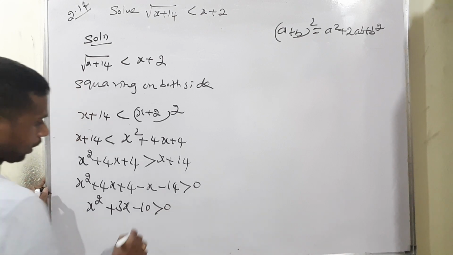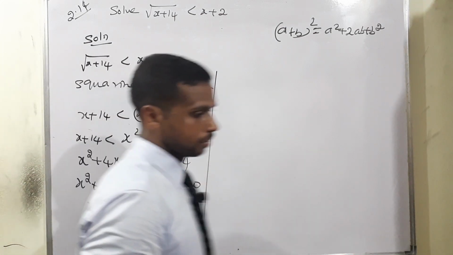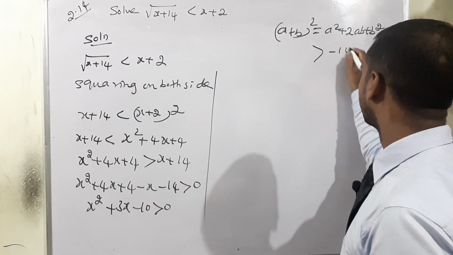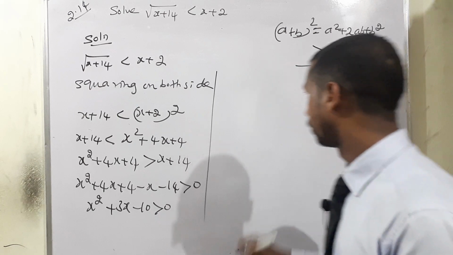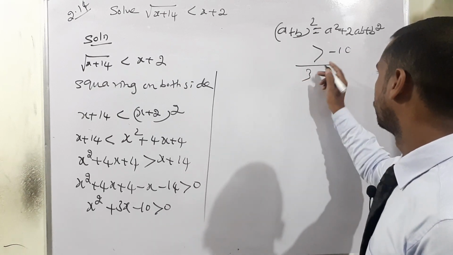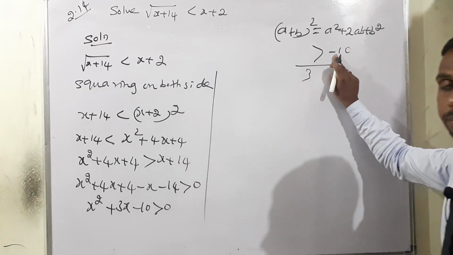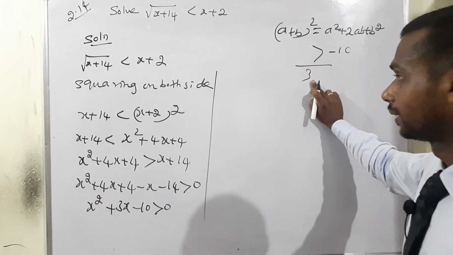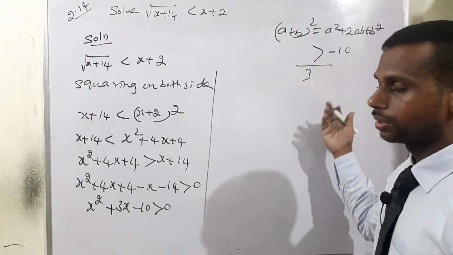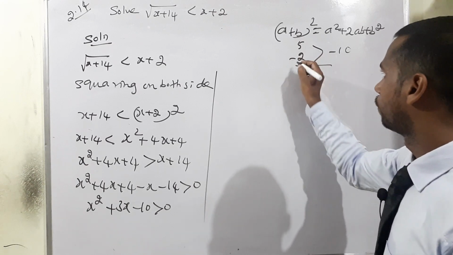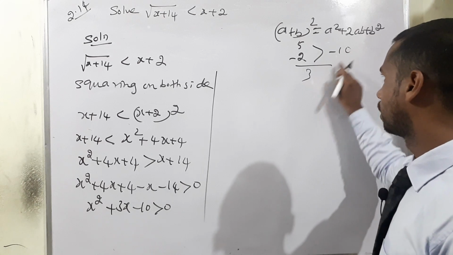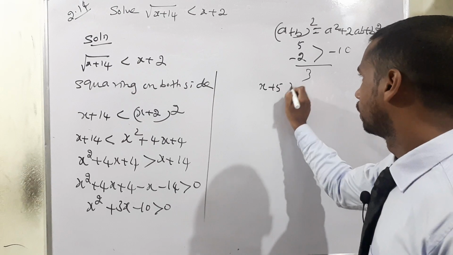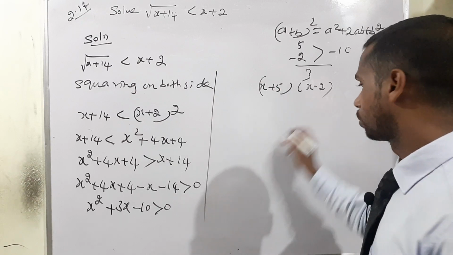Now we can apply the sum product rule, isn't it? Product minus 10, sum positive 3. Therefore what are the terms? Already I told you, a negative product means one positive and one negative. But we have a positive sum, so the bigger number is positive. For 10, 5 twos are 10, so 5 and minus 2. 5 into minus 2 is minus 10, and 5 minus 2 is equal to positive 3. Therefore the factors are x plus 5 and x minus 2.